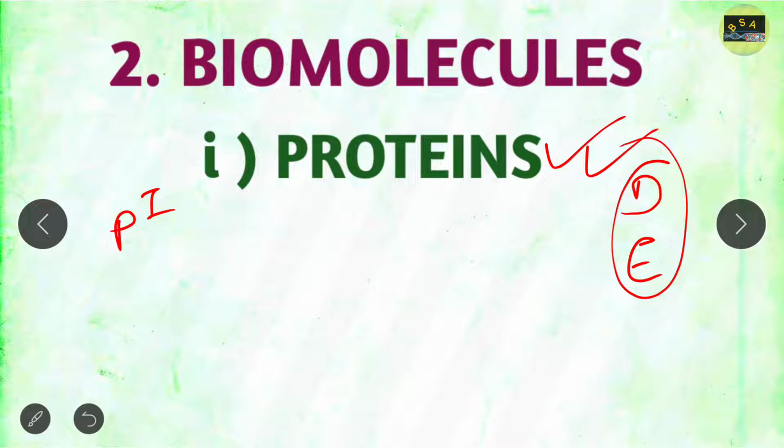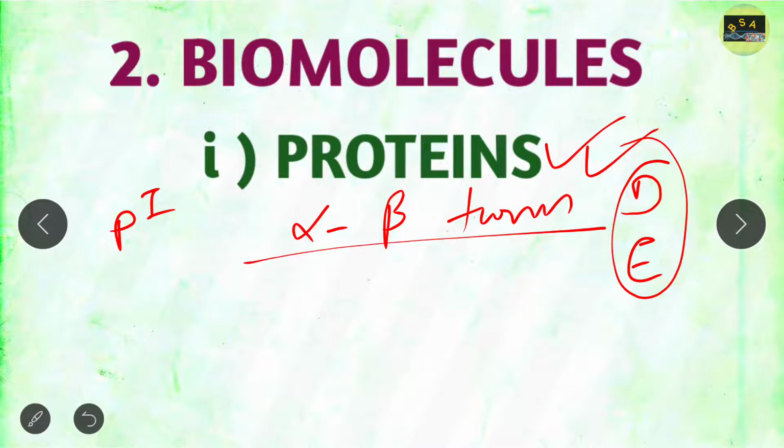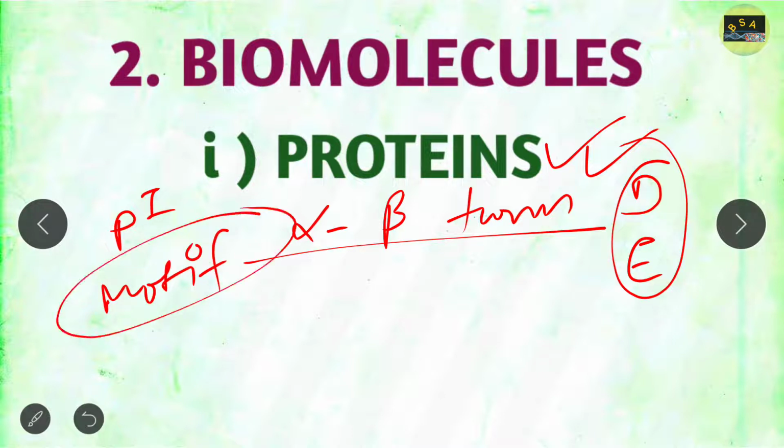Another important thing from proteins, you should study the secondary structure of protein, especially alpha helix, beta sheets, and turns. What are these things? Apart from this, you should have knowledge about motif. I hope you know what a motif is. You also have to understand the tertiary structure and the quaternary structure of protein. Besides all this, you have to know what simple and conjugated proteins are.